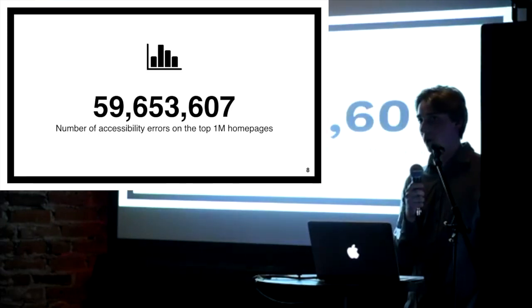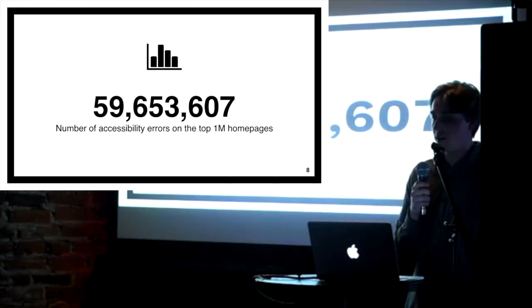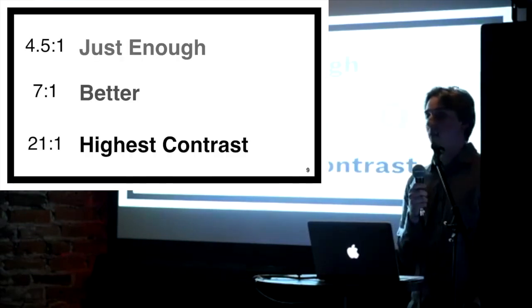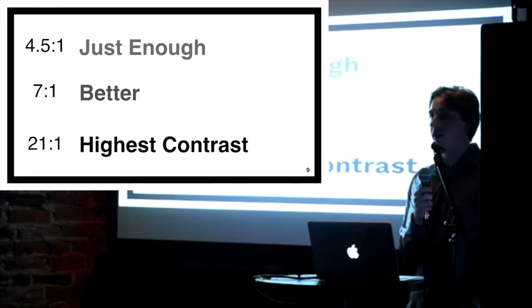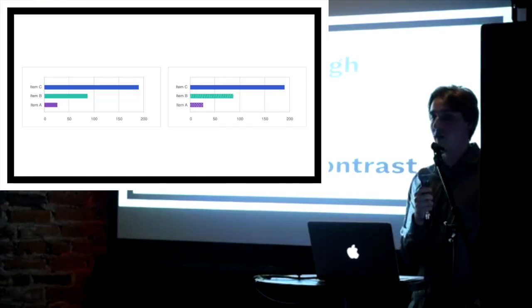Last month, WebAIM did some research on the top 1 million homepages, and they found that on these homepages there were 59,653,607 accessibility errors. The top one being color contrast. The difference between text and background needs to be at least 4.5 to 1, with better being 7 to 1, and the highest, black and white, having a difference of 21 to 1.